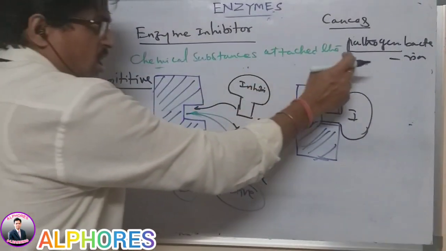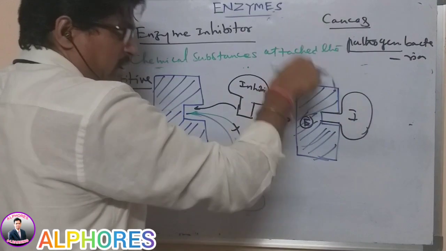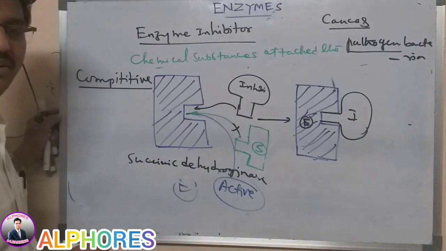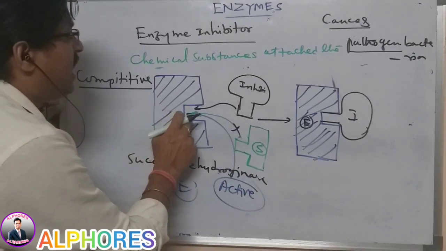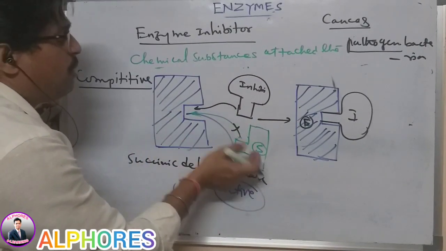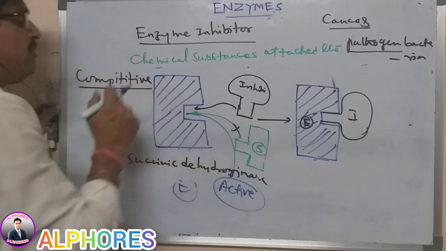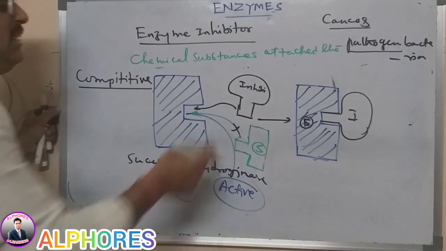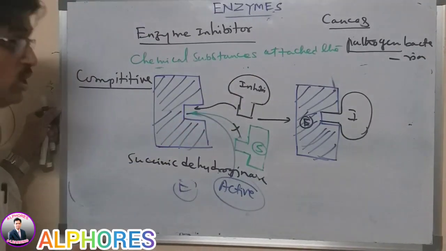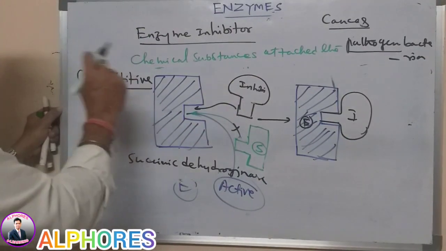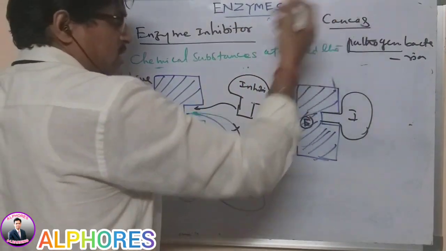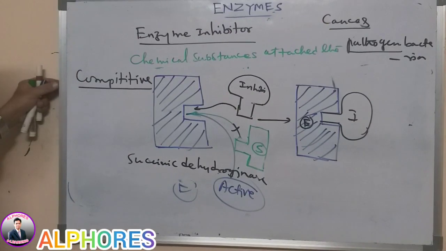Due to giving of these medicines, it acts like a competitive inhibitor, preventing the enzyme from acting, preventing the substrate molecule from combining with the active site of the enzyme. In this way, competitive inhibitors are used in the curing of some cancers, and pathogen bacteria control can take place.